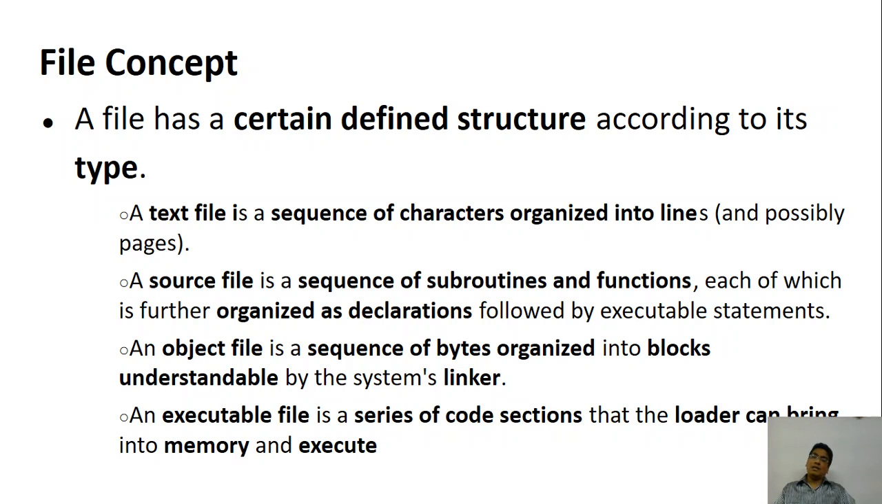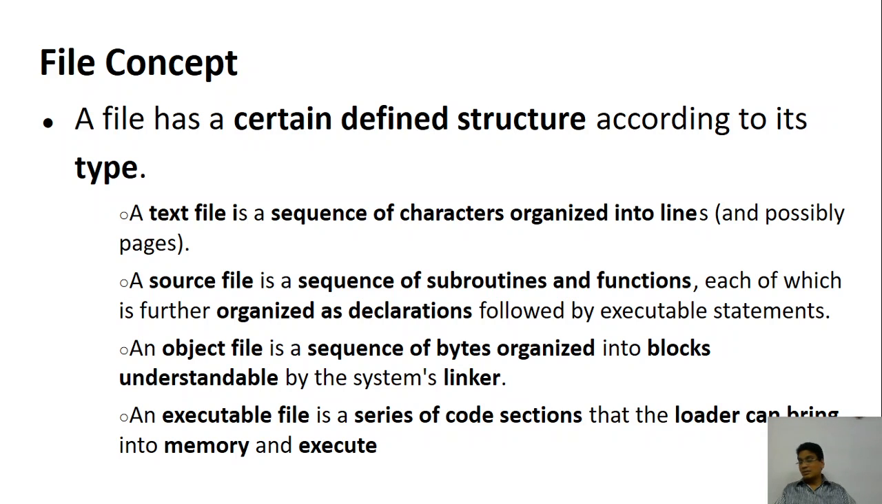Whenever we say a file, a file has a predefined structure. Most of them have. For example, a text file is a sequence of characters written in lines. If you have a source file like a C program, it has subroutines, which are nothing but functions in C. You write the C program in the form of functions, and some declarations may be there. After compilation, the object file is a sequence of blocks of bytes, arranged in such a way that the linker is able to interpret them.